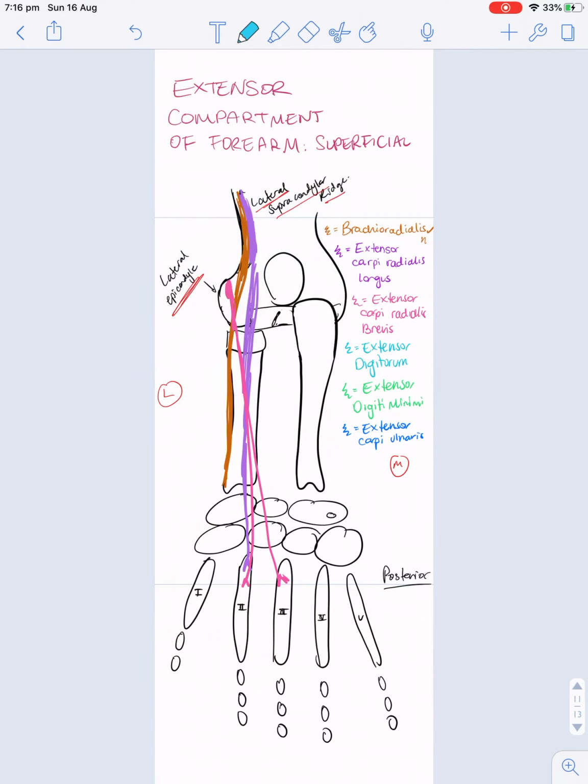Our next muscle is the extensor digitorum, and the extensor digitorum is originating from the lateral epicondyle as well, and it's inserting into the base of the middle and distal phalanges of the medial 4 digits. So, like this. And 1 more. And there we go. And that's our extensor digitorum.